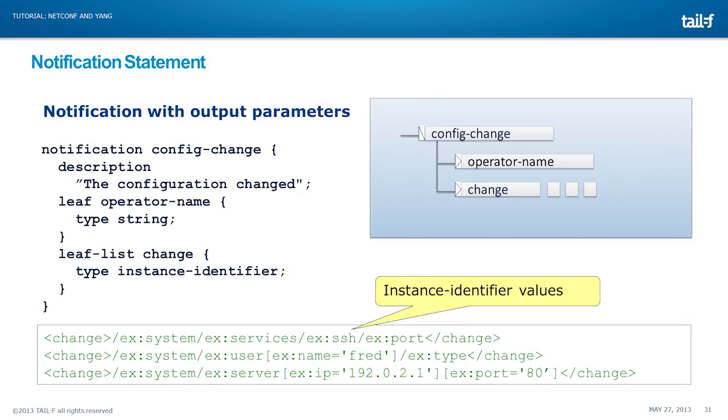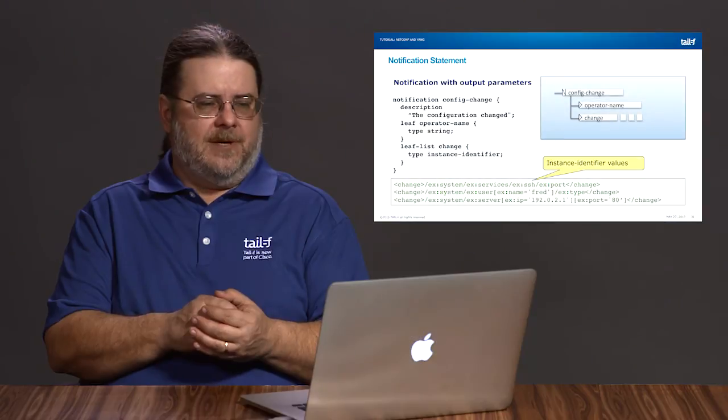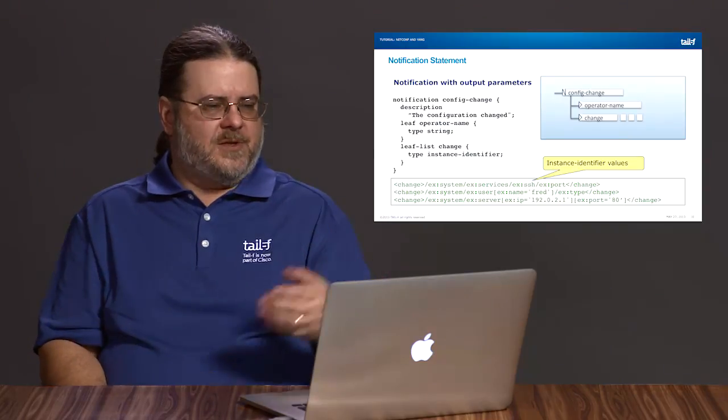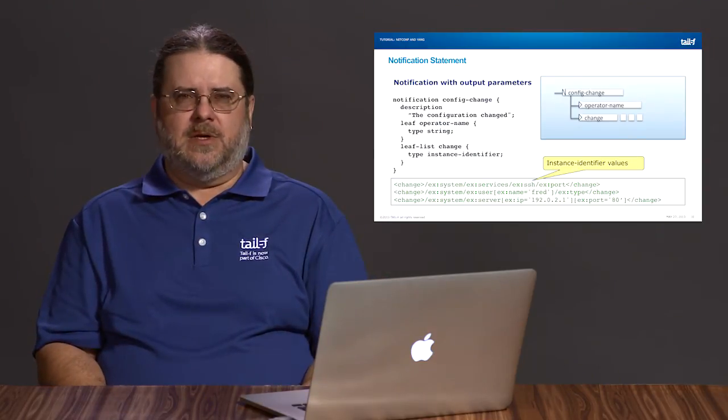So here we see an example of a notification definition. There's a notification, a name, and then some sort of contents for the payload that will be sent with that notification. This payload can be any sort of YANG hierarchy or structure. Here, we're sending a notification called config change. That notification contains two parameters, a leaf that here is the operator name, and then a leaf-list, which is a list of the changes they've made. For example, in the XML that comes out, that change list would look like what appears here at the bottom of the slide.